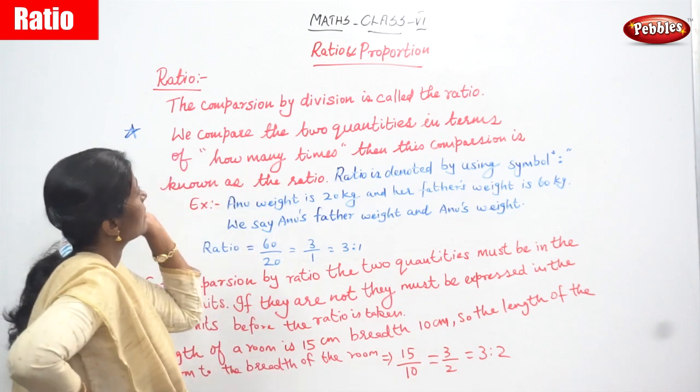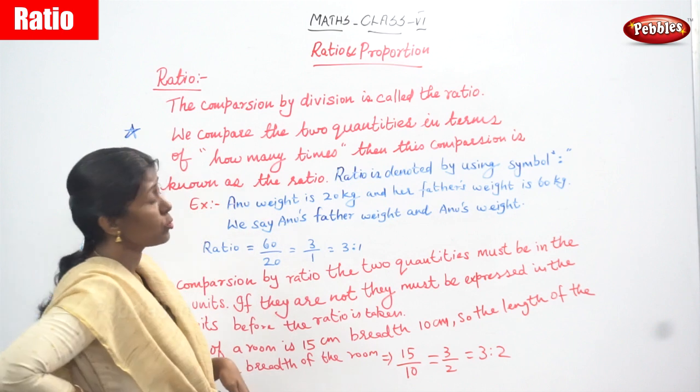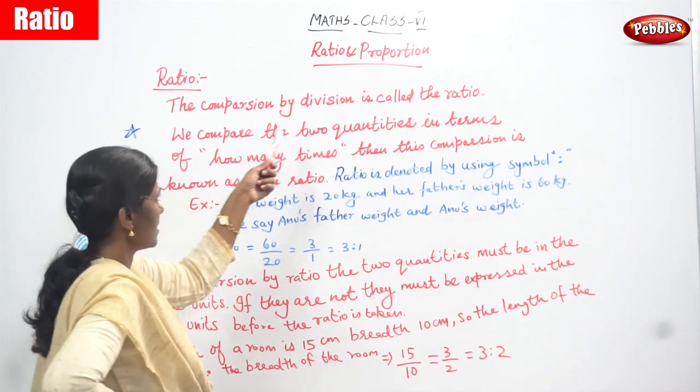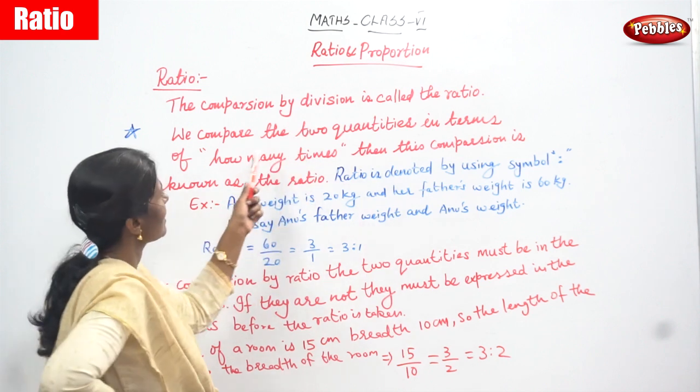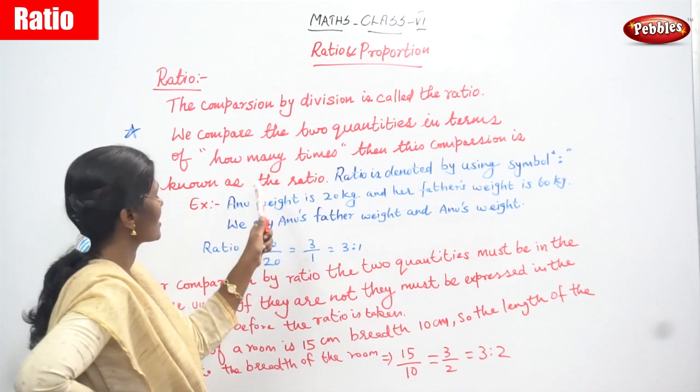Ratio and proportion. Now we are going to move on to the next chapter, ratio. First we must know the definition of ratio. The comparison by division is called the ratio. We compare two quantities in terms of how many times, then this comparison is known as the ratio.